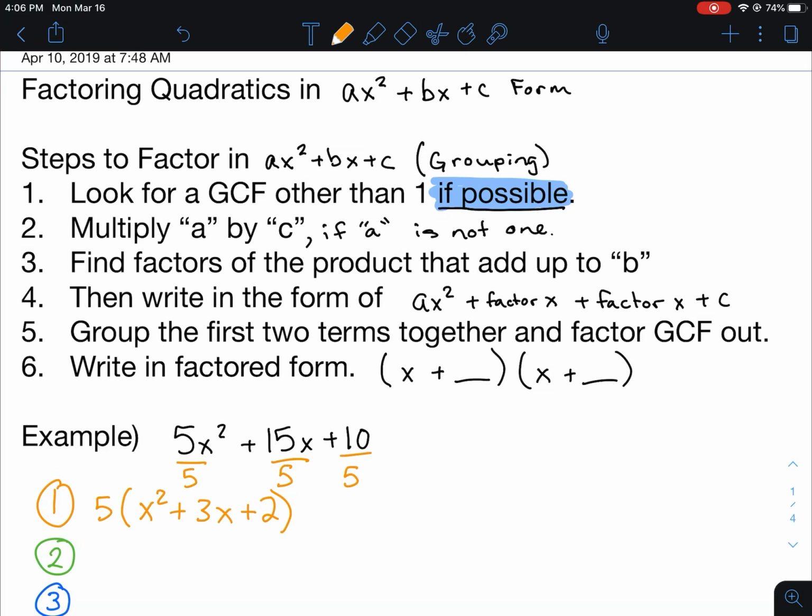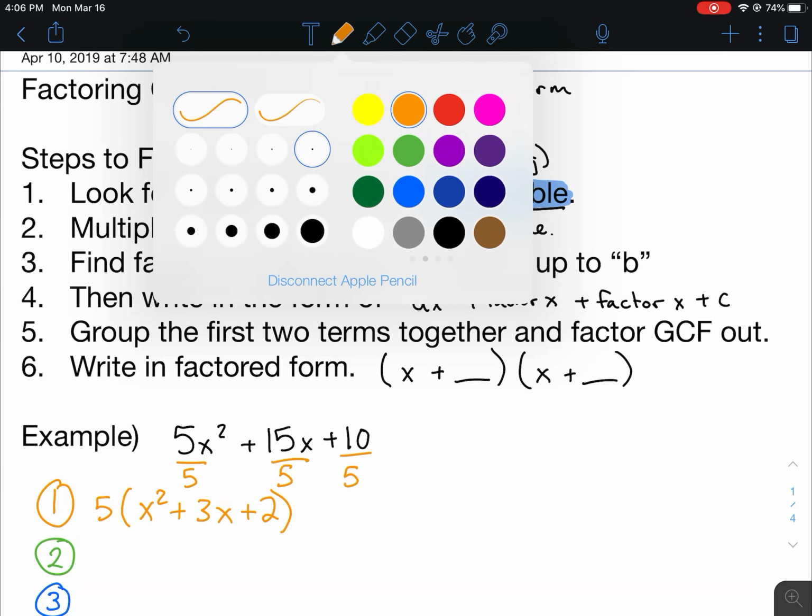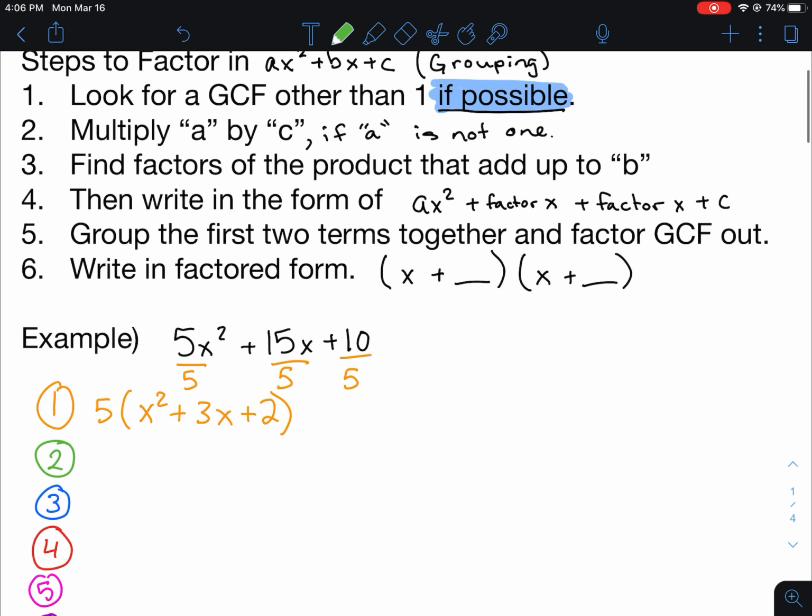And at this point, that means we do not have to do step 2, which is awesome. But I will show you more examples later where we will have to do step 2. So I will show you that process.